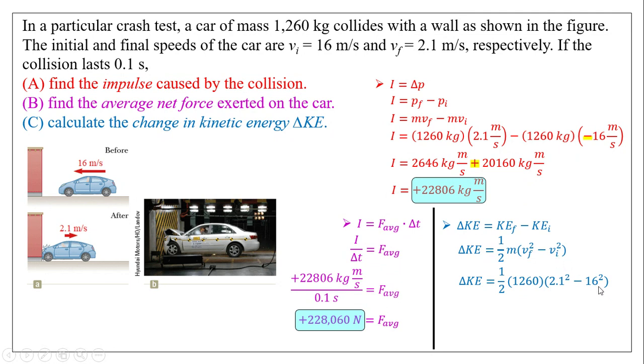The initial speed is simply 16 because it's moving to the left at 16, but we're just going to use speed, so it's just 16 squared. And if you simplify this on your calculator, 2.1 squared minus 16 squared will give you a negative 251.59. And then as you can see, if you simplify everything, it'll give us a negative value. So the change in kinetic energy will be a negative 158,502 joules. All right. It's negative because energy has been converted into damaging the car and stuff like that.